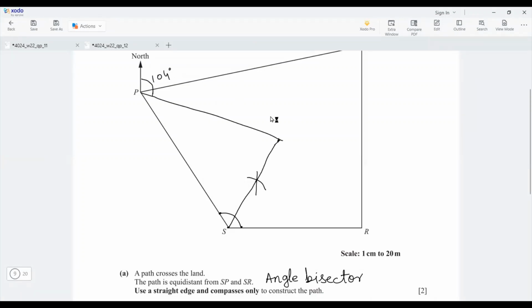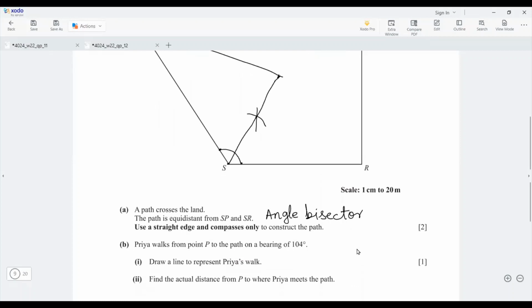If you've done it correctly, you will get complete marks for drawing the bearing. For the first part, you will get 2 marks for the angle bisector if you have done it the correct way. So it is one mark. So you have to just represent that line.